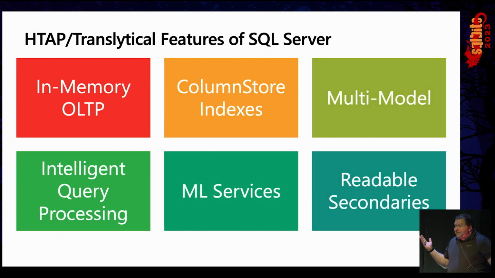And then one of the easiest things to help you with your translytical workloads is the ability to use readable secondaries. Think about it. You want to offload that workload from your primary. If you got an active OLTP system, your primary is very busy already. Let's take some of those analytical workloads and offload them.